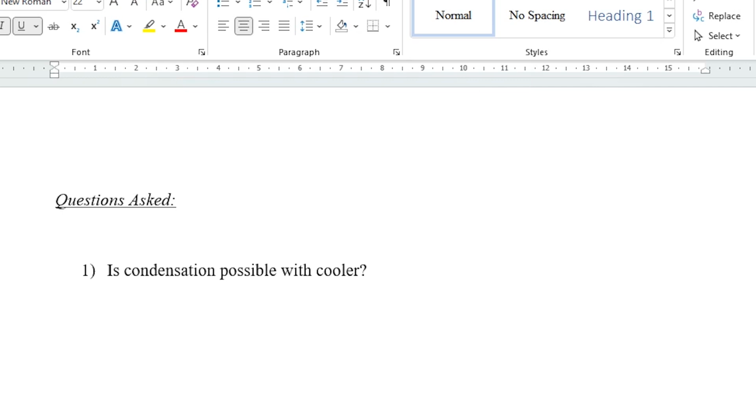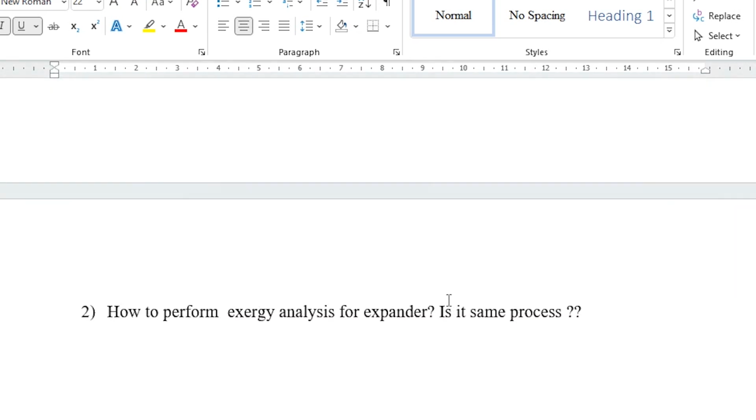Going to question number 2: how to perform exergy analysis for the expander? Is it the same process? Yes, it is the same process. You need to calculate the exergy of the inlet stream, you need to calculate the exergy of the outlet stream, and you would know how much power it is producing. In that video, the compressor was used, and a compressor requires energy for its operation, while the turbine produces power.